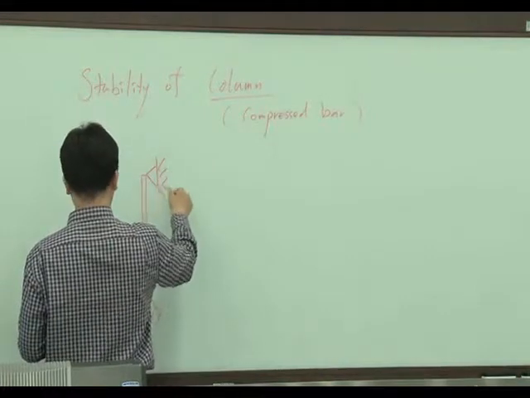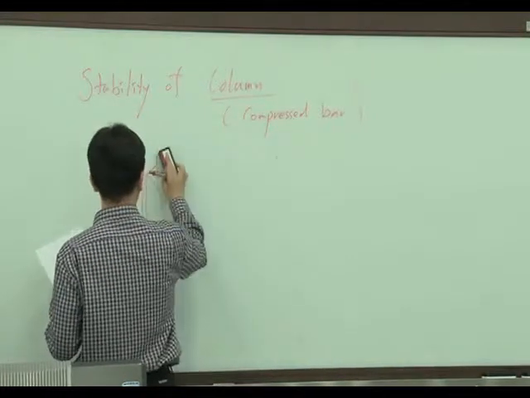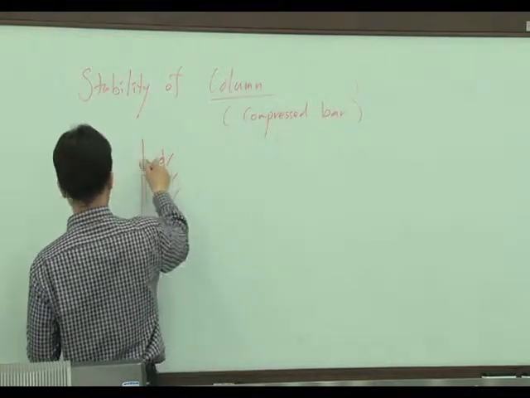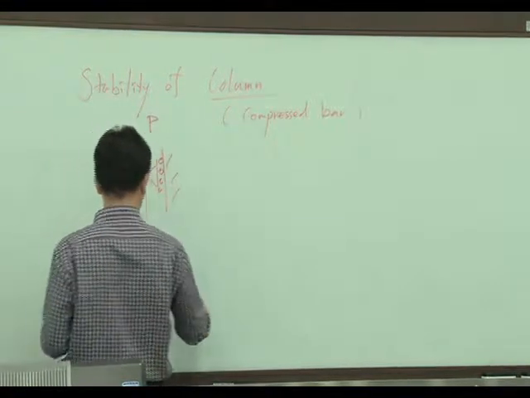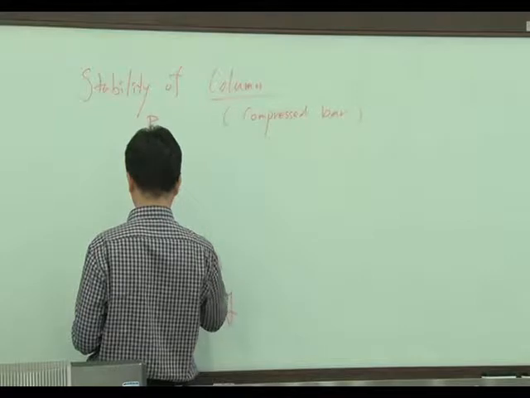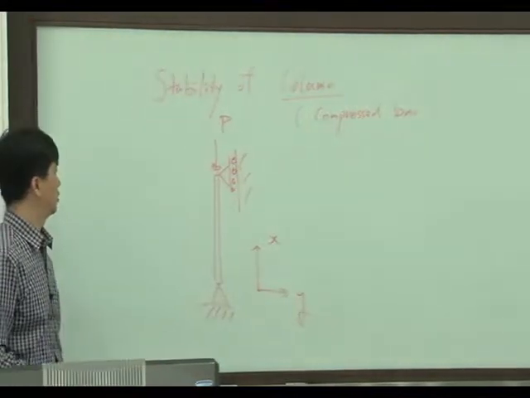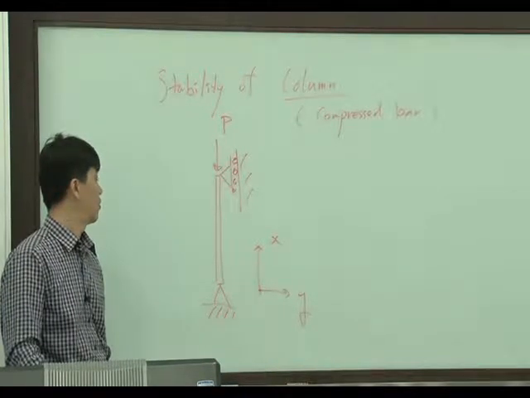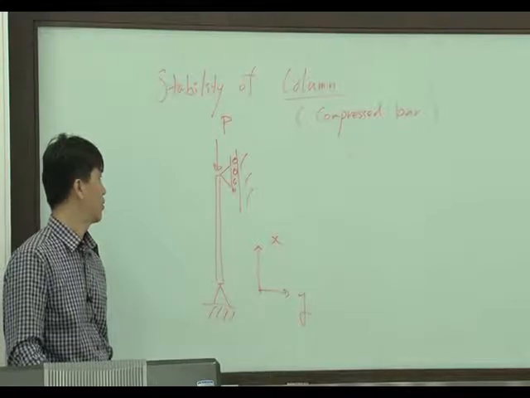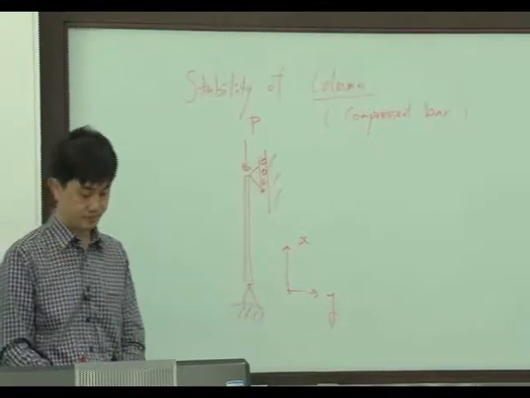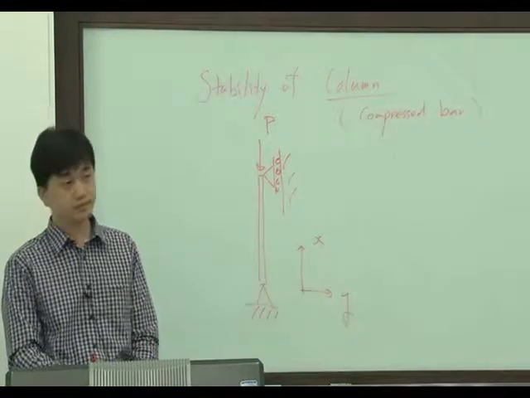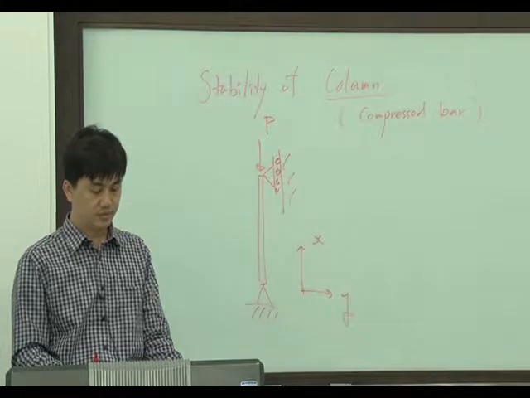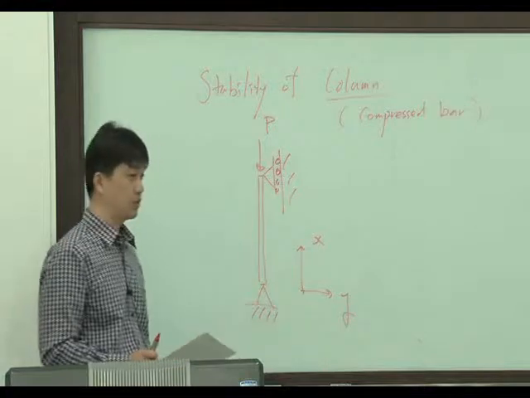So it has a hinge at the top and at the bottom. Here roller, P is applied here. So Y, X. Now I'd like to calculate the buckling load of this one. And this is the initial position.